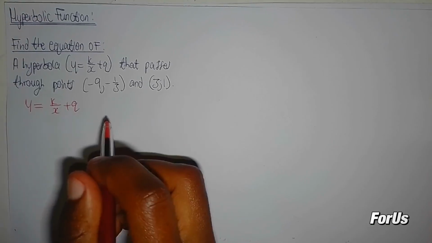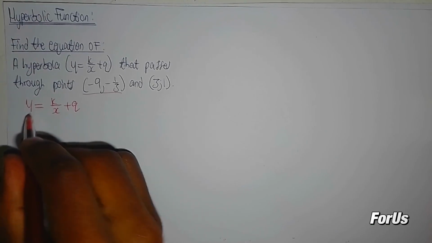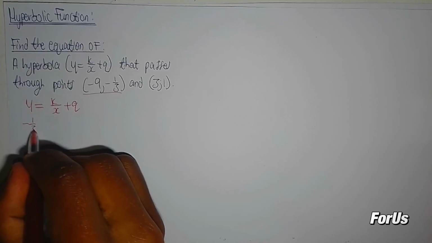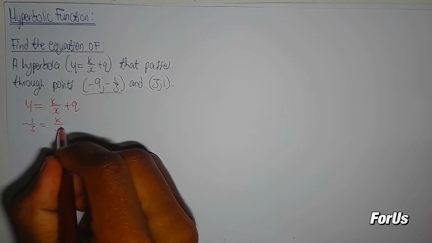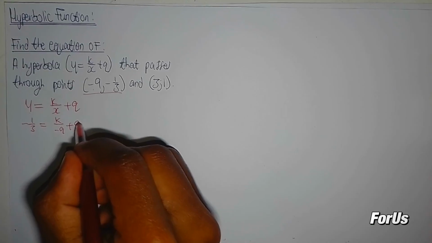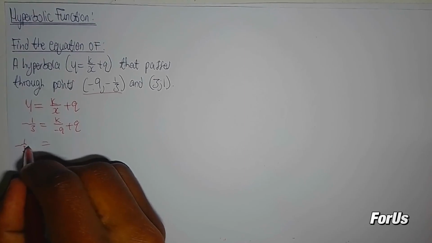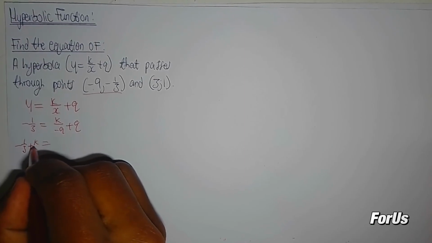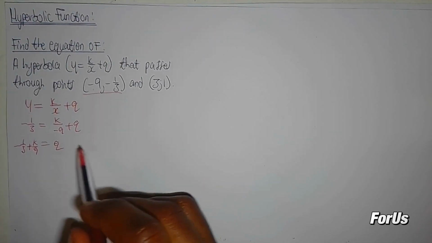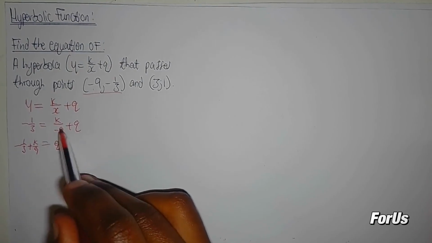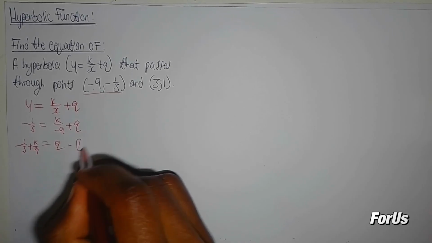Next, we're going to substitute. We're going to start with this point. On y, we're going to put -1 over 3 equal to k, on x we're going to put -9, plus q. Next, you can say -1 over 3 plus k over 9 is equal to q. Here we just took this fraction to this side, that is why it is positive. Next, you can say this is equation number 1.